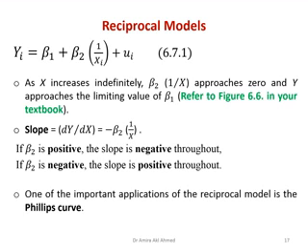Given that this model is nonlinear in x, the slope of this model is not constant. This slope is given by the following equation. In other words, we could say that the slope depends on the value of x at which we measure the slope. According to the slope equation, if beta 2 is positive, the slope is negative throughout. In contrast, if beta 2 is negative, the slope is positive throughout. One of the most important applications of this model is the Phillips curve that you studied in macroeconomics.